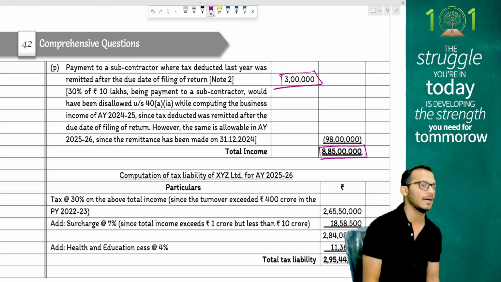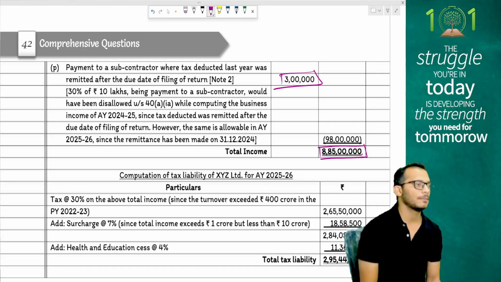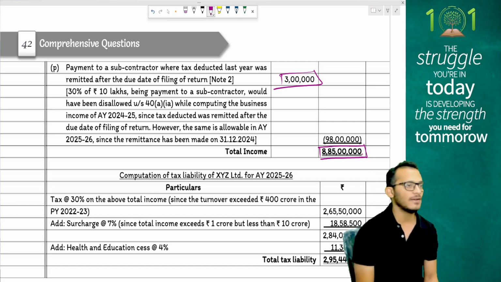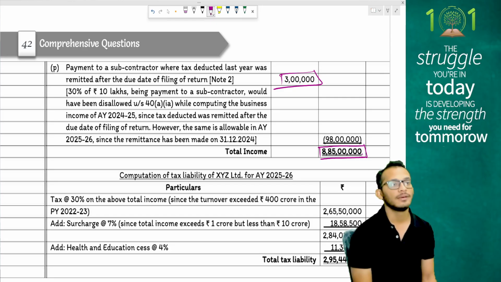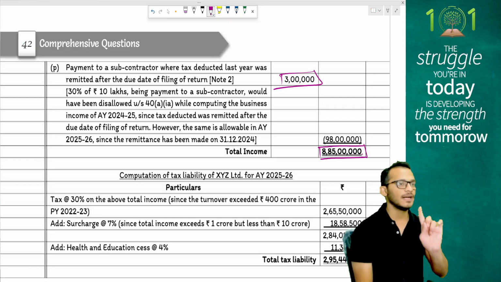People, if I have to compute tax, my total income is between 1 crore to 10 crores, with a surcharge of 7% and a cess of 4%. And a cess of 4% will become my final answer. Agreed? Agreed, everyone? Yes or no? Any doubts on this? Are we good to go? Yes. First question done.